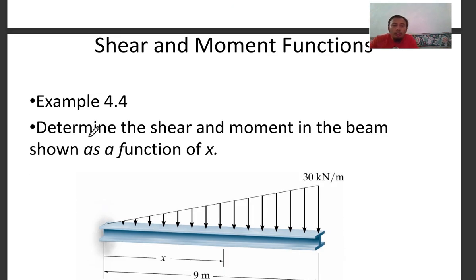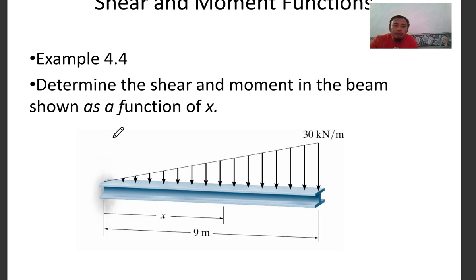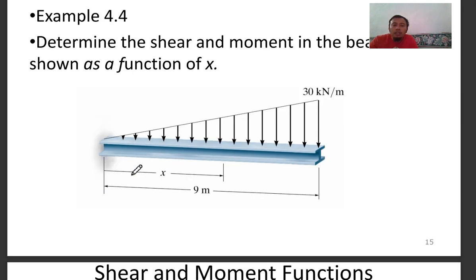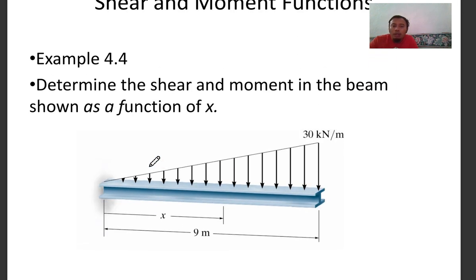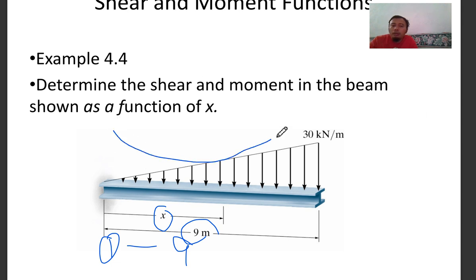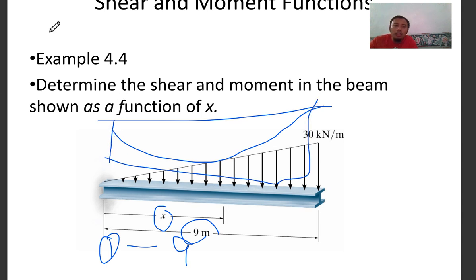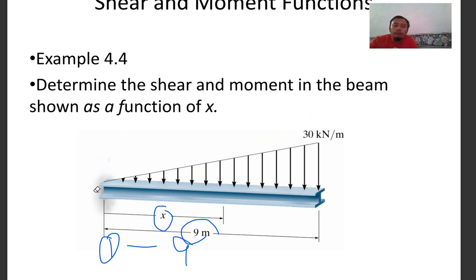So let's take a look at example 4.4. Determine the shear and moment in the beam shown as a function of x. So this function of x is the function that we want to talk about. When you put the x value here from 0 to 9, as shown here, maximum 9, you get the function of the moment and the function of the shear here. So that is a function, which is a function of graph.